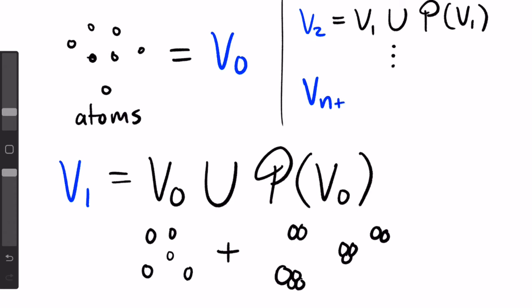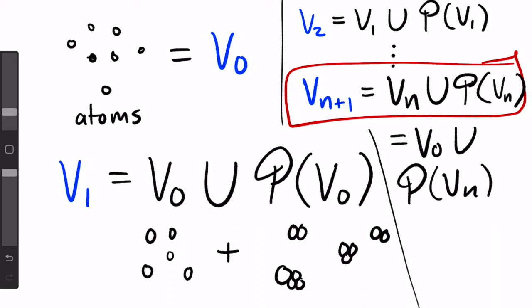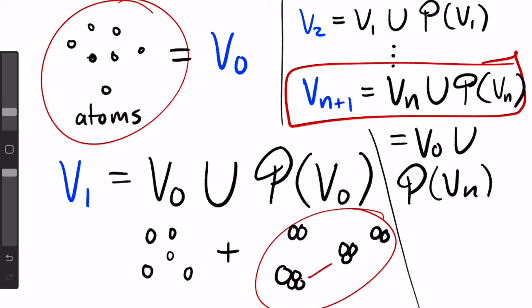Each Vn plus 1 is made by taking Vn, the previous level in the hierarchy, and unioning it with its power set. It turns out that this is equivalent to saying Vn plus 1 is equal to V0 union power set of Vn. So each level of the hierarchy is just the original set of atoms plus all the combinations of all the members of all the levels of the hierarchy below it. I'm not going to prove that right now, but a proof of that is in the example problems linked in the description. We can continue this process for as long as we want to get planets, solar systems, galaxies, and so on. Again, not real set theory terms.